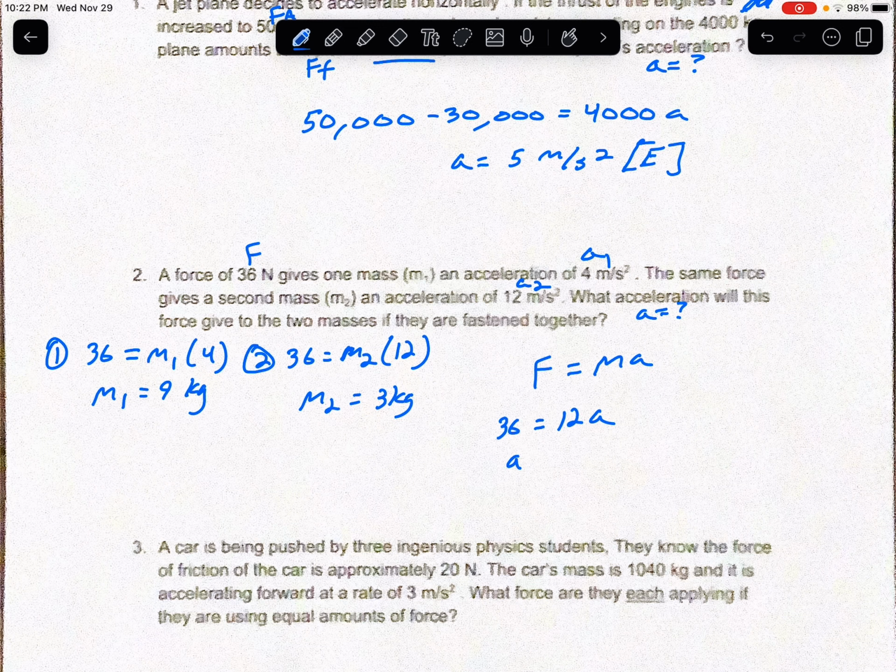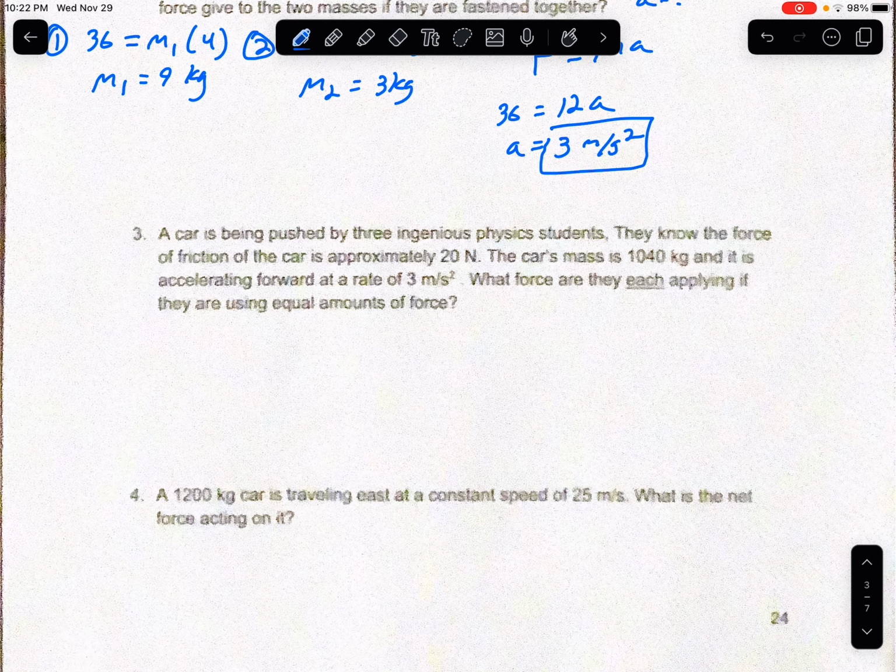So divide both sides by 12, and I get a new acceleration of 3 meters per second squared. It doesn't mention direction, so we're just going to leave it at that. The car is being pushed by 3 ingenious physics students. They know the force of friction of the car is approximately 20 newtons, so there's your FF. The car's mass is 1,040 kilograms, and it is accelerating forward at a rate of 3 meters per second squared, so there's your A. What force are they each applying?